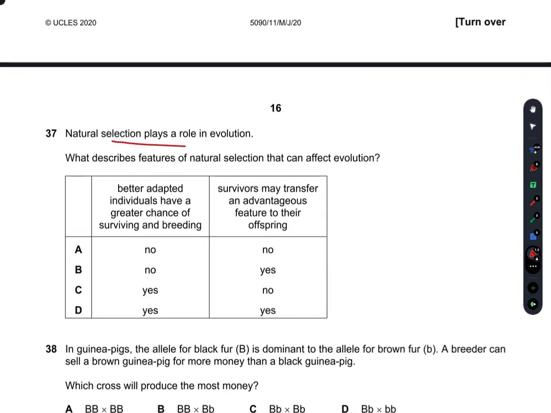Natural selection plays a role in evolution. What describes features of natural selection that can affect evolution? Survivors may transfer an advantageous feature to their offspring. Yes, they do. Better adapted individuals have a greater chance of surviving and breeding. Yes, they do. That's what the theory of evolution says. So D is the right answer.